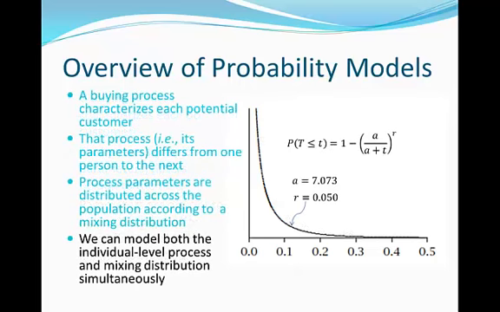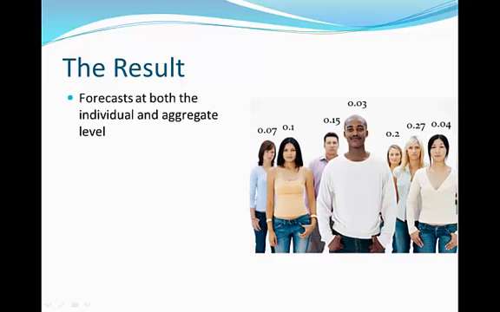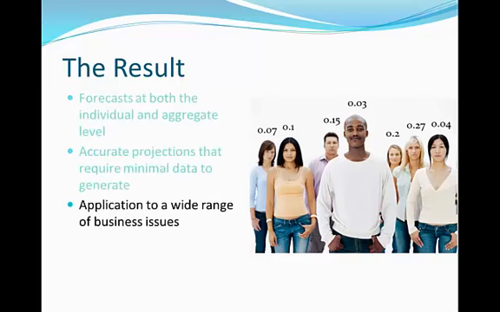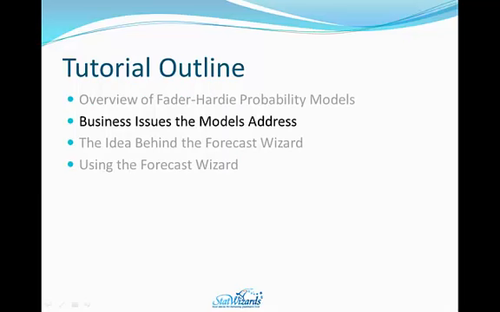Peter Fader at the Wharton School and Bruce Hardie at the London School of Economics discovered a way to model individual processes and the mixing distribution simultaneously. The result? Accurate forecasts at both the individual and aggregate levels that require minimal data to generate, applied to a wide range of business issues, which we will explore next, and reside entirely in Excel. Let's look at the business topics the Forecast Wizard covers.